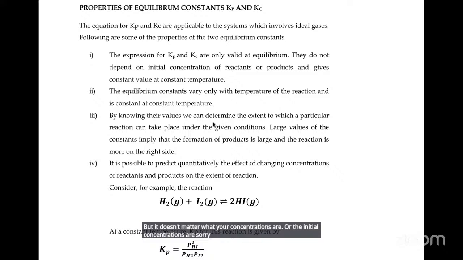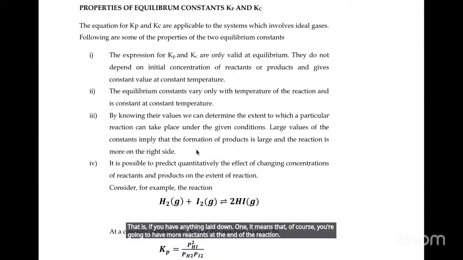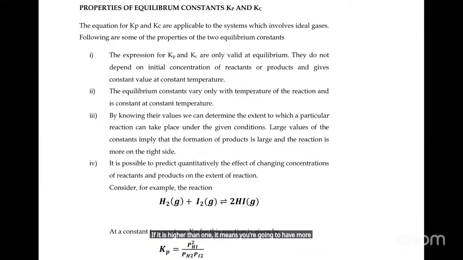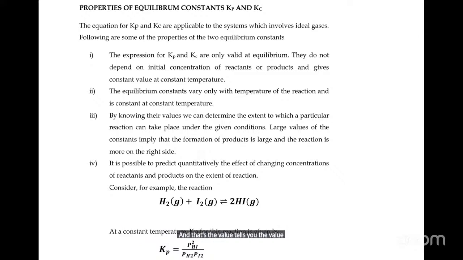Now, by knowing their value, we can determine the extent to which a particular reaction can take place under given conditions. Large values of the constant imply that the formation of the product is large and the reaction lies on the right side. We already said that. If you have anything less than 1, it means you're going to have more reactant at the end of the reaction. If it is higher than 1, it means you're going to have more product at the end of the reaction. The value tells you how much product you can actually form from a reaction.